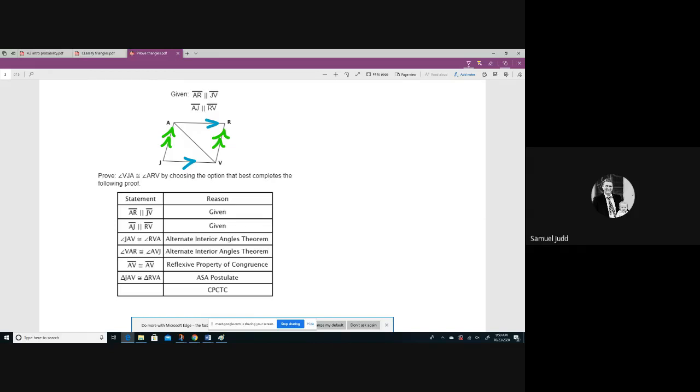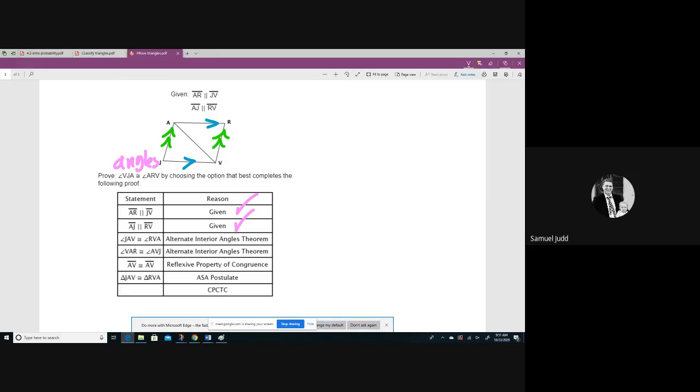All right, so we're trying to prove that angle VJA and angle ARV are congruent. And notice we're proving angles congruent here, not triangles. By choosing the best option to complete the following proof. All right, so let's go through and see what they did to prove this. So first, they listed the givens, which is fine. That's what you always want to do.